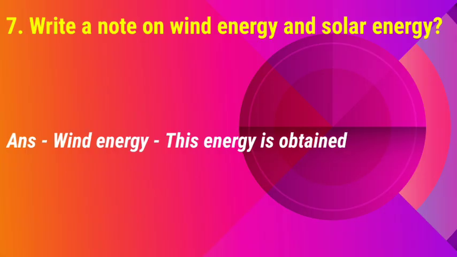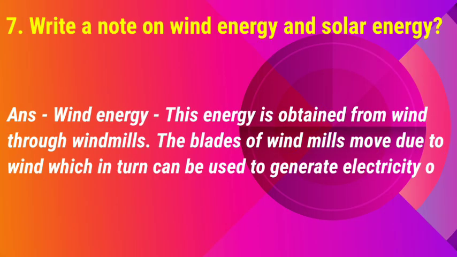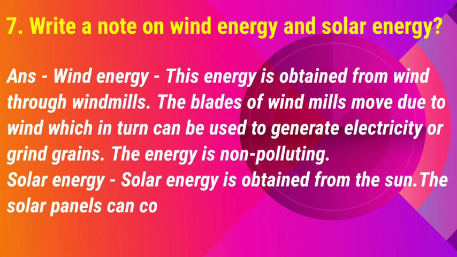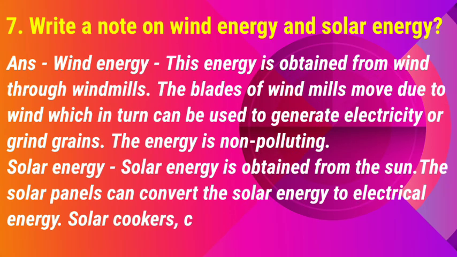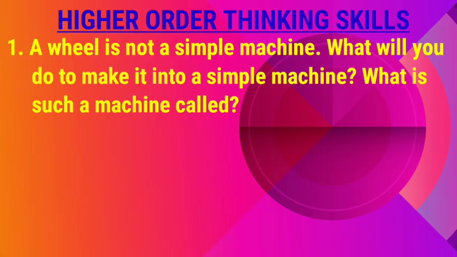7. Write a note on wind energy and solar energy. Answer. Wind energy. This energy is obtained from wind through windmills. The blades of windmills move due to wind, which in turn can be used to generate electricity or grind grains. The energy is non-polluting. Solar energy. Solar energy is obtained from the sun. The solar panels can convert the solar energy to electrical energy. Solar cookers, calculators, and many other devices use this energy. The energy is non-polluting.